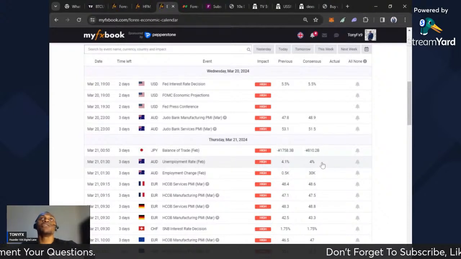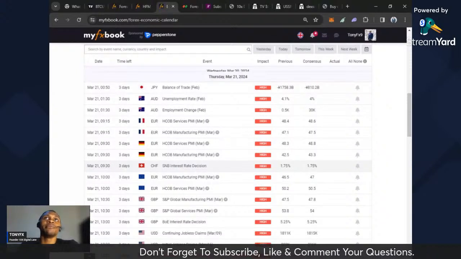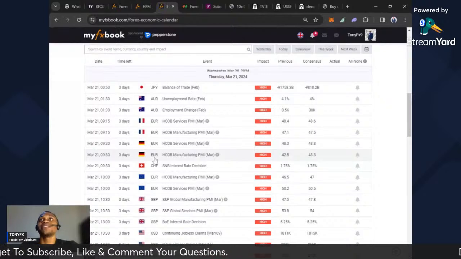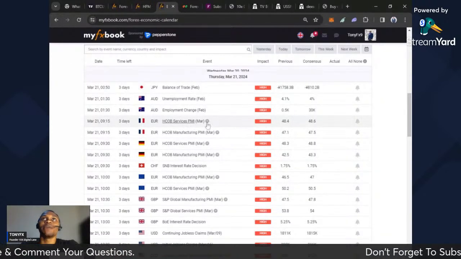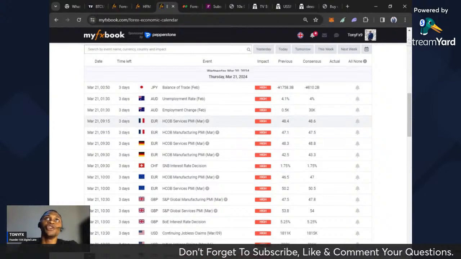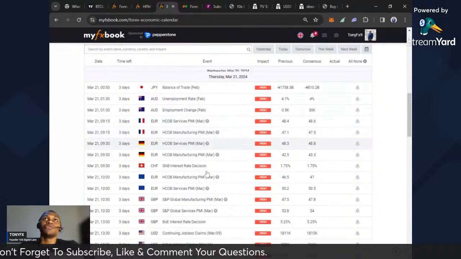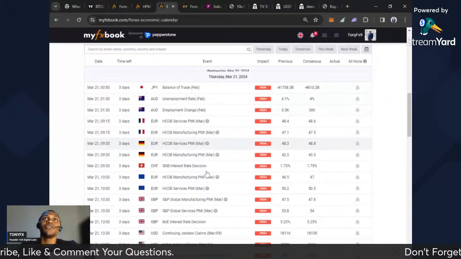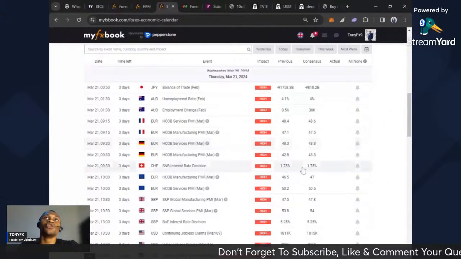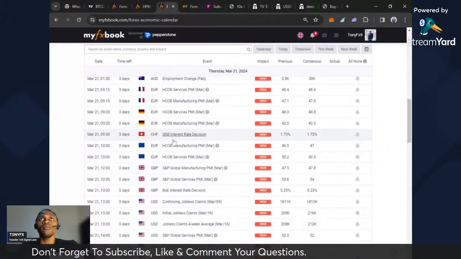Then early in the morning, London session, we have France service PMI, France manufacturing PMI, Germany service PMI, and Germany manufacturing PMI, which is quite interesting. If we see a figure higher than the consensus, it is good for the euro. But if we see a figure lower than consensus, it is bad for the euro. Then on Thursday as well, we have the interest rate decision for CHF. And if we see a figure that is exactly 1.75, it's going to weaken the CHF. So we're watching out for that on Thursday.